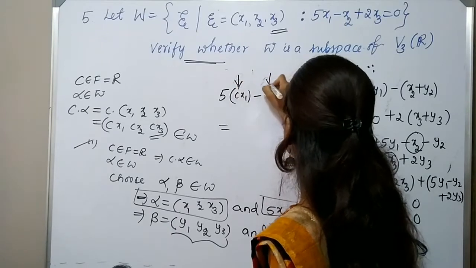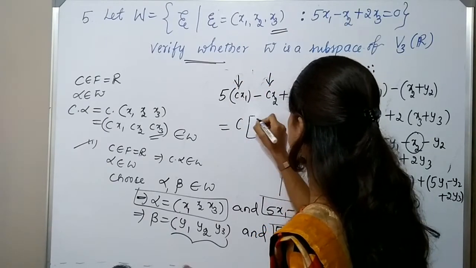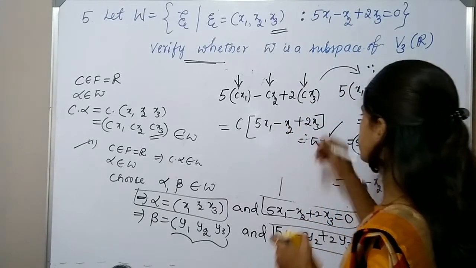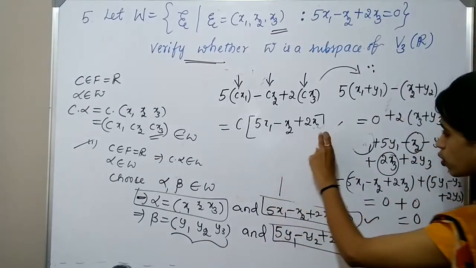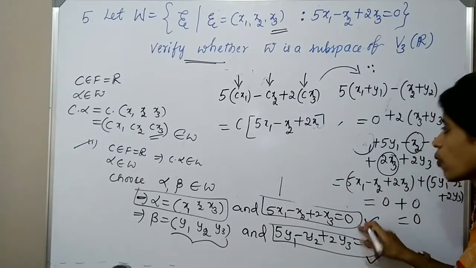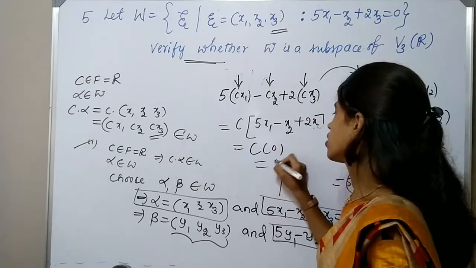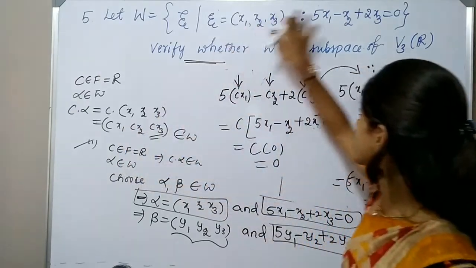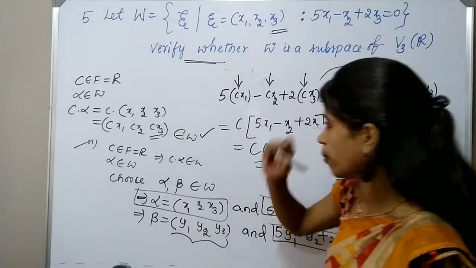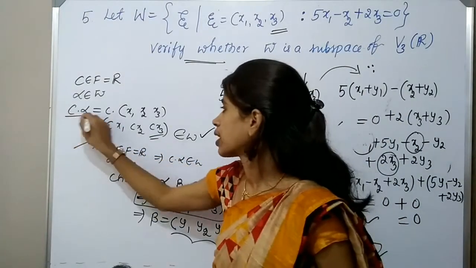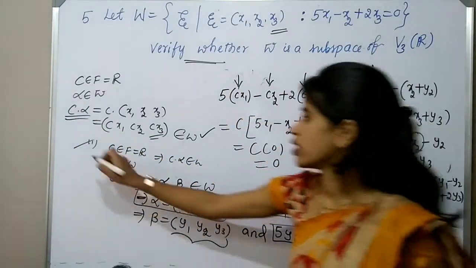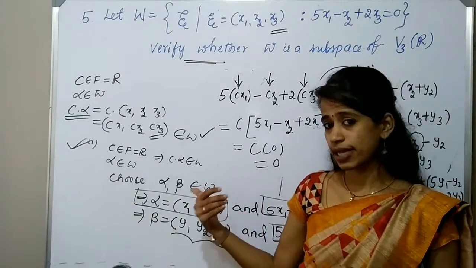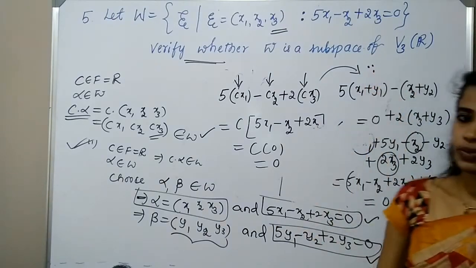Here C is common. Take that outside. We remain with 5X1 minus X2 plus 2X3. 5X1 minus X2 plus 2X3 is equal to 0. Therefore, C into 0. C dot 0 is 0. So this looks like a triplet and also satisfies this condition, so it clearly belongs to W. Therefore, W is closed under scalar multiplication. So the second condition is also over. Therefore, we conclude that W forms a subspace of what? V3 of R. Is it clear?